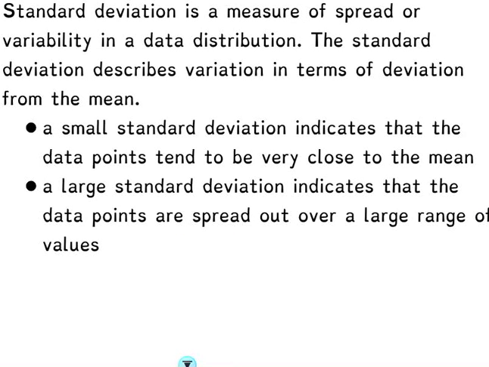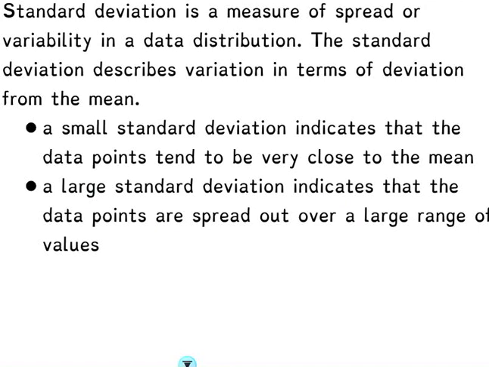So going on to the next slide, we talked about standard deviation, how it is the measure of spread or variability in a data distribution. Basically, in everyday language, it's the average distance that each data point is away from the mean. A small standard deviation would mean that the data points are very close to the mean or to the average of that set of data. A large deviation indicates that the points are very spread out over a large range.